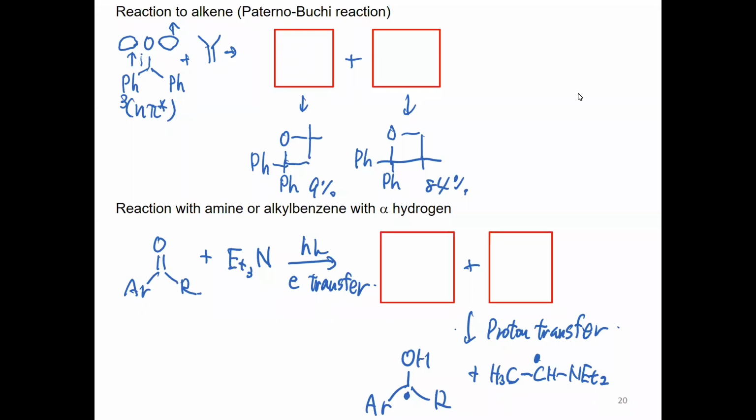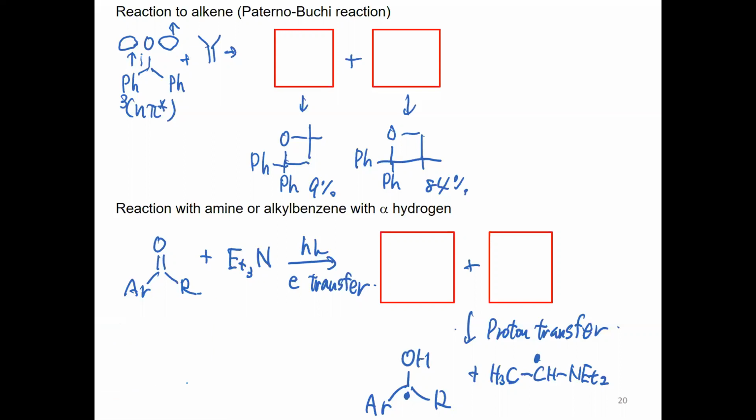Next is the reaction of carbonyl with alkene molecules. This reaction has the name Paternò–Büchi reaction. Here, the carbonyl is excited with an n-pi star excitation, and this oxygen has electrophilic character, leading to electrophilic addition to the alkene molecules.